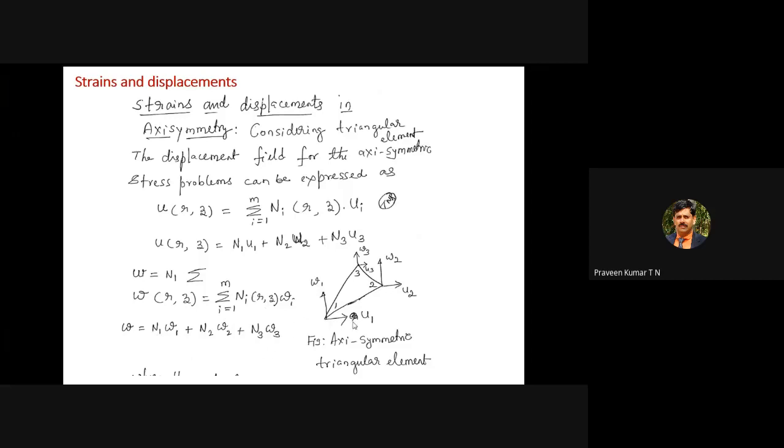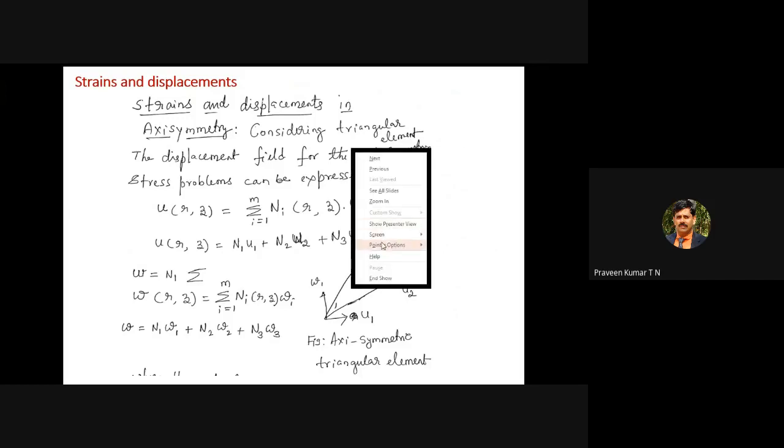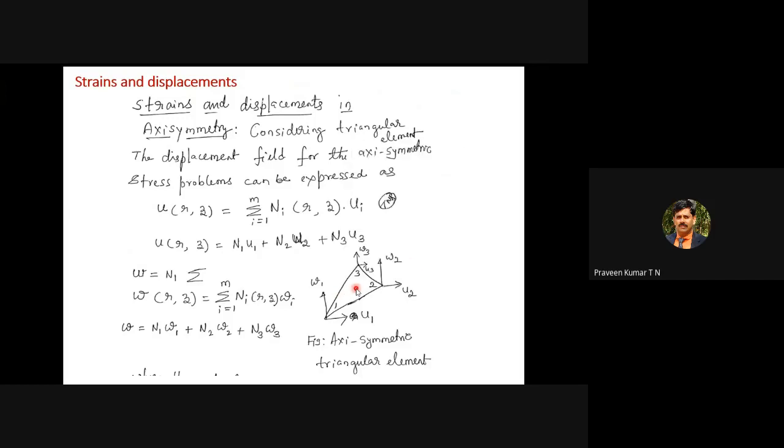Suppose we know the displacement at all three corners. Node 1 displacement is U1, W1. Node 2 displacement is U2, W2. At node 3 the displacement is U3, W3. Suppose you consider any point within the element, suppose we are considering a point here, the displacement is U and W. That means once you know the nodal displacement, by using the interpolation function, you can get U and W. Suppose this is the point P, having the displacement U and W.